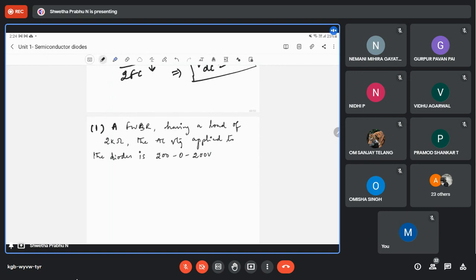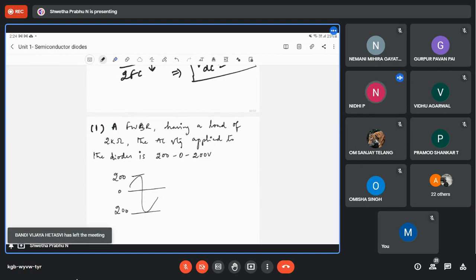What do you mean by 200 0 200? Peak to peak, exactly. So 200 0 200 represents peak to peak voltage. Did you understand? Yes, ma'am. It is peak to peak voltage.